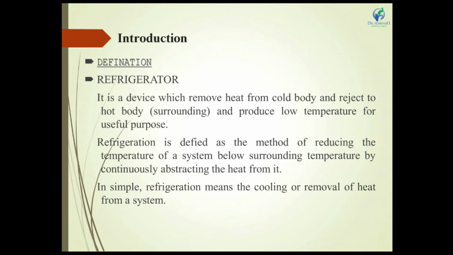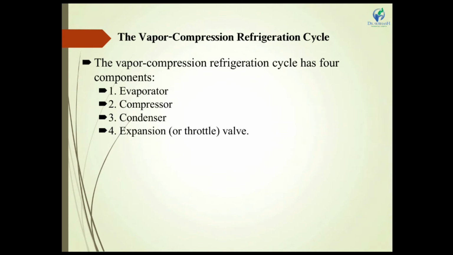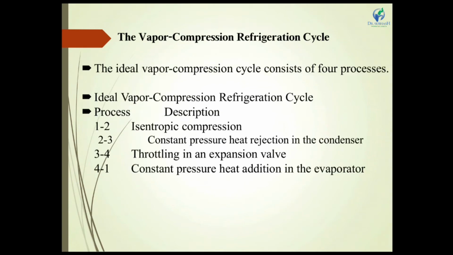In a simple form, refrigeration means cooling or removal of heat from the system. For any object, we have to remove heat from it. That's also called a refrigeration effect. The vapor compression refrigeration cycle mainly has four components: evaporator, compressor, condenser, and expansion valve. The working of all components we discussed in our last video, so you can refer to that video on vapor compression refrigeration cycles.